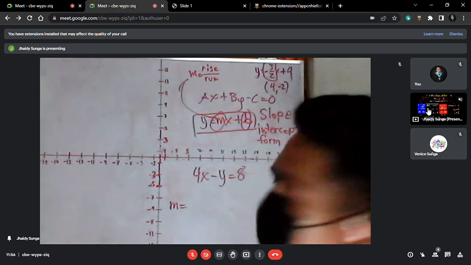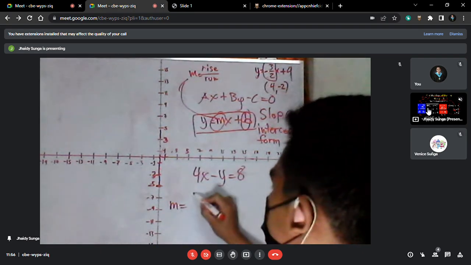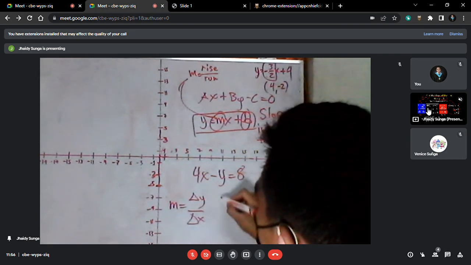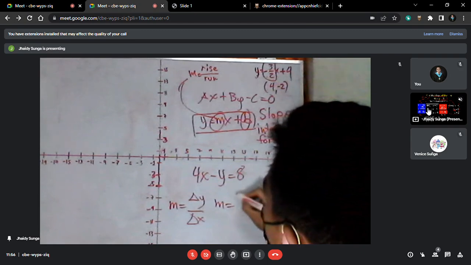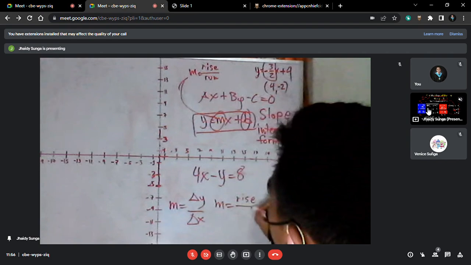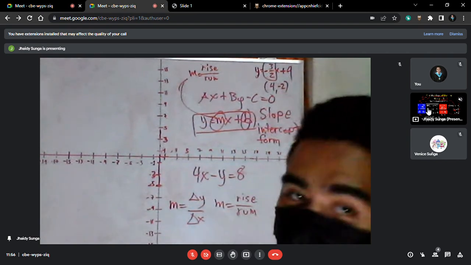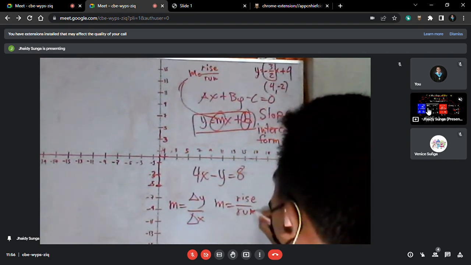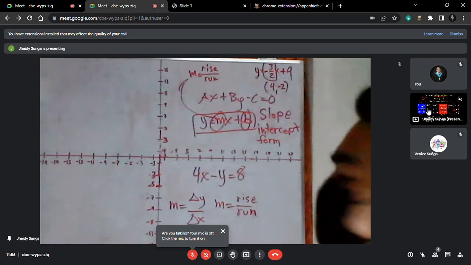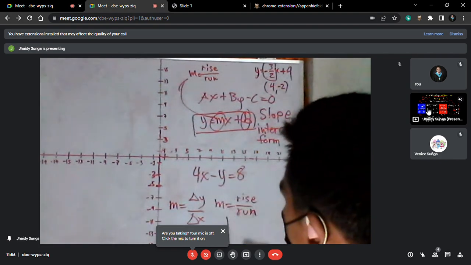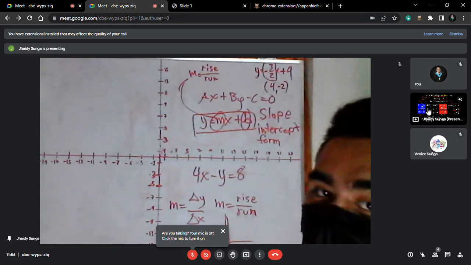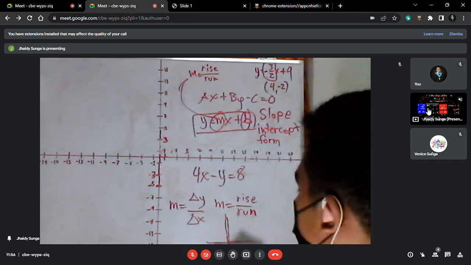So what is our slope? Our slope is delta y over delta x. Or we could say that in slope, we have rise over run. Alright, so from the graph, this is your y, and from the delta x, this is your x, no?